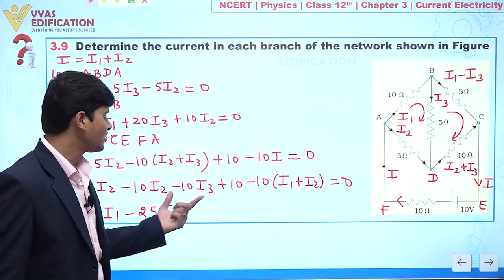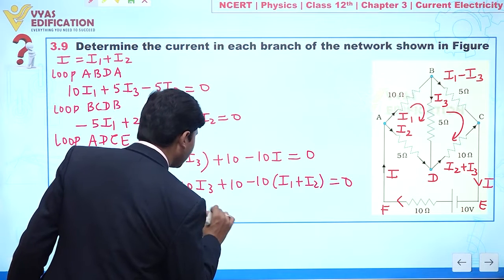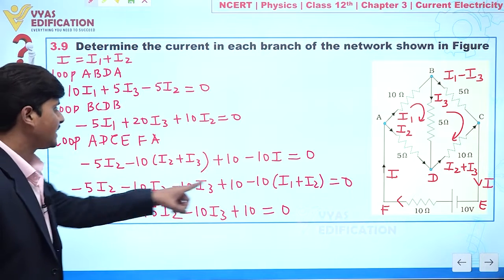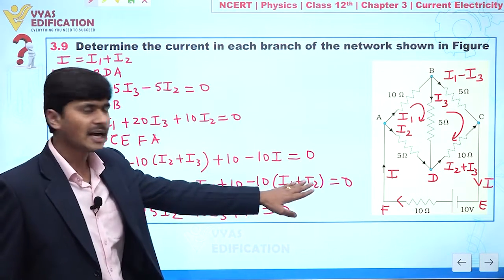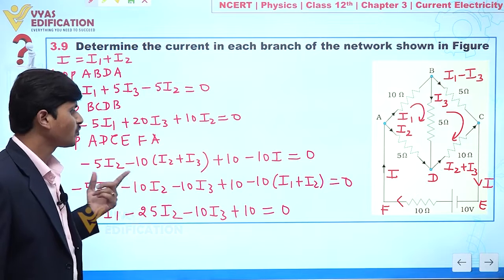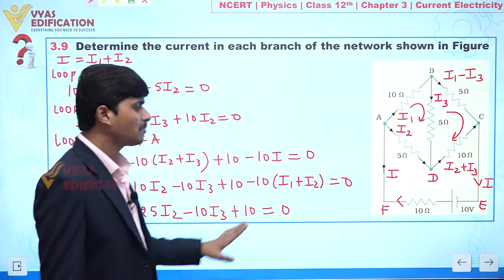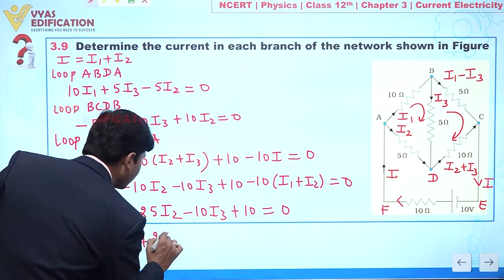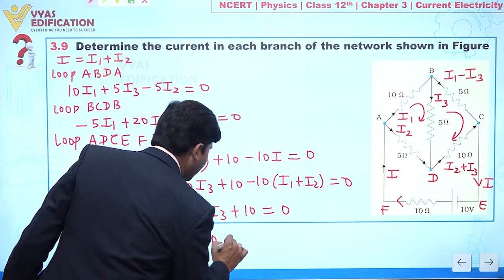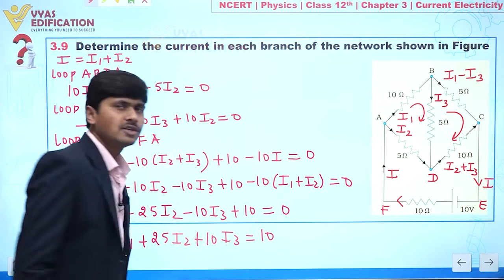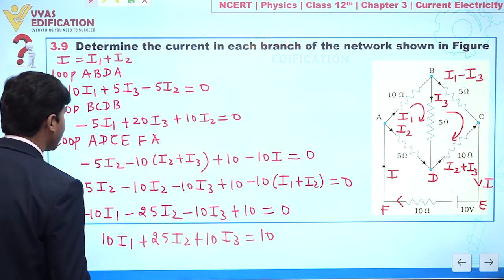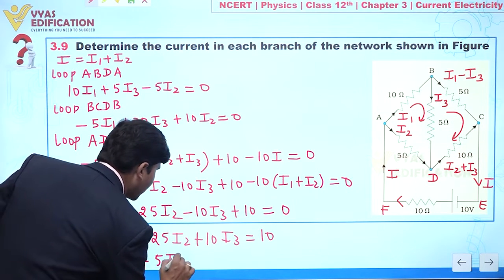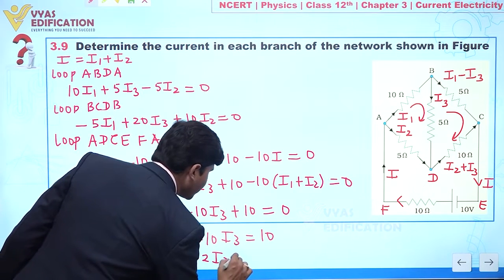For I3, this is minus 10 times I3 and this is plus 10, equal to 0. Again check it. Clear? Minus 10 times I1, then minus 10 I2, here we have minus 5 and this one, so total minus 25 I2, and minus I3 plus 10 equal to 0. From here I can write 10 I1 plus 25 I2 plus 10 I3 equal to 10. You can cancel with 5, so I write 2 times I1 plus 5 times I2 plus 2 times I3 equal to 2.